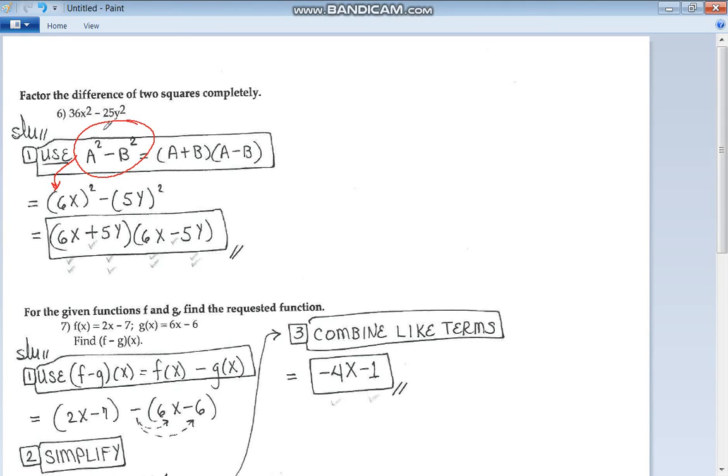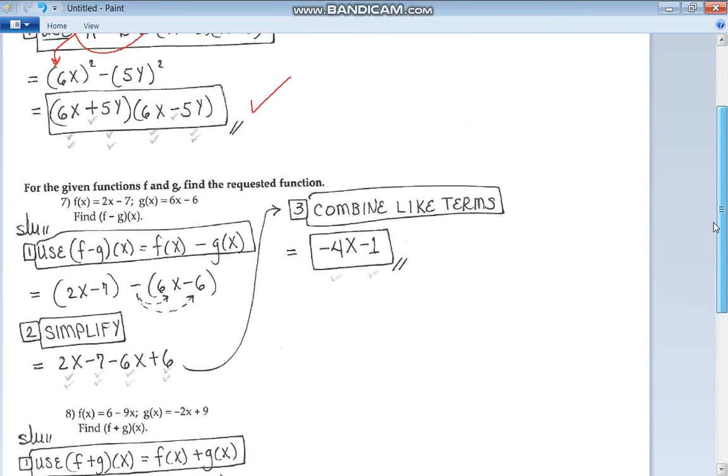So 36x squared is the same as (6x) squared, and 25y squared is (5y) squared. And then we use the formula on this side. It's (a plus b) times (a minus b), which gives us (6x plus 5y) times (6x minus 5y).